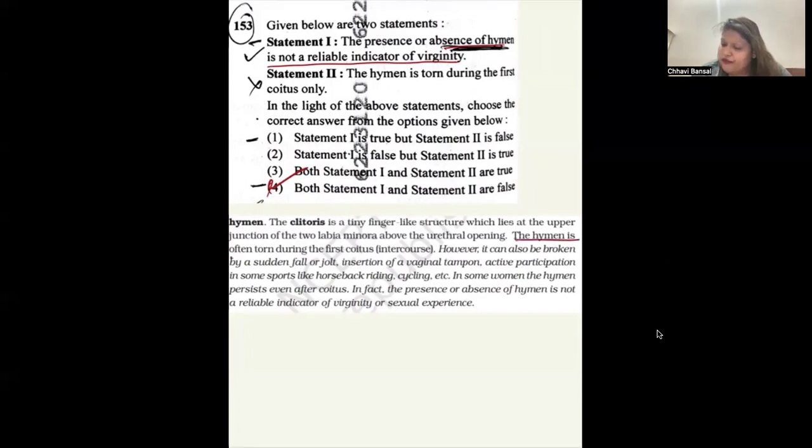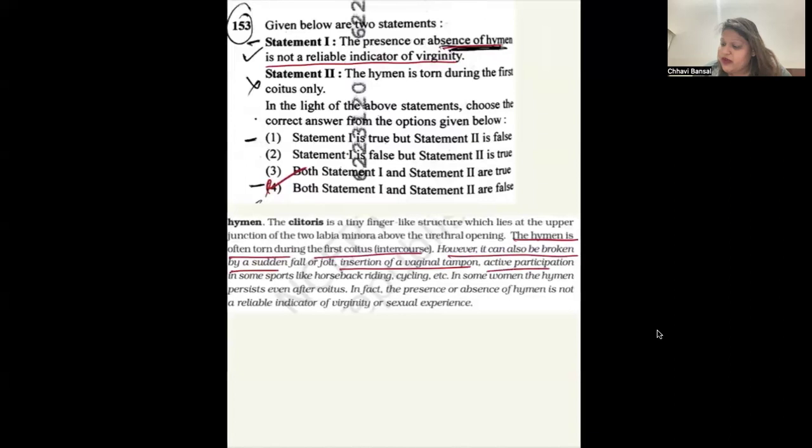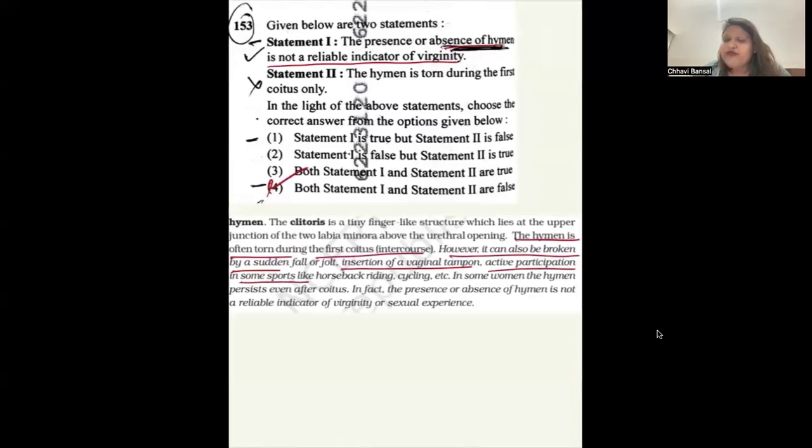So the hymen is often torn during the first coitus. True. However, it can also be broken down by a sudden fall, jolt, insertion of vaginal tampon, active participation in sports like horseback riding, cycling, etc. In some women, the hymen persists even after first coitus. In fact, therefore, the presence or absence of hymen is not a reliable indicator of virginity or sexual experience. It means statement 1 is correct, right?